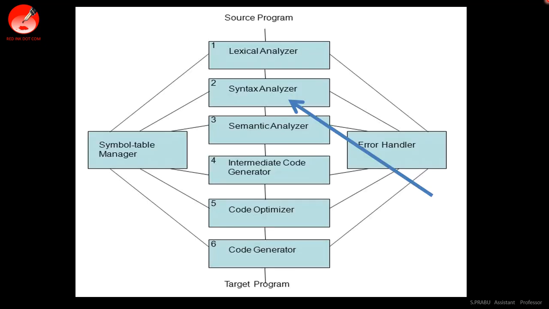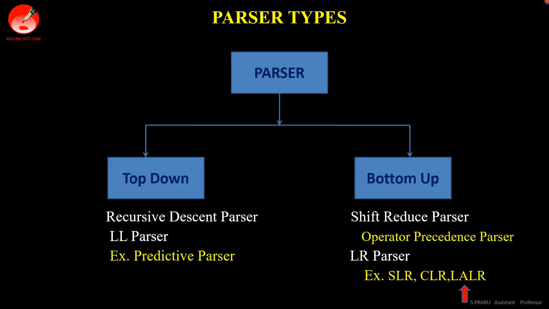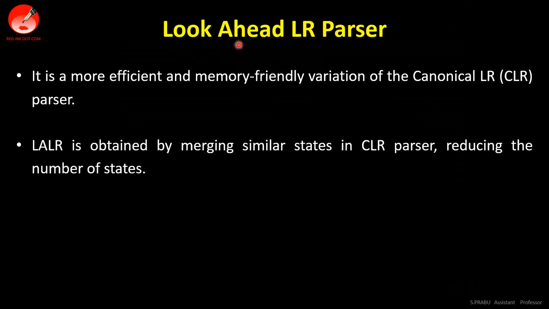LALR is a parser. It's one type of bottom-up parser. LALR is nothing but look-ahead LR parser. It overcomes the issues from the CLR parser by avoiding more computation and more memory usage. That can be achieved by merging of similar states.